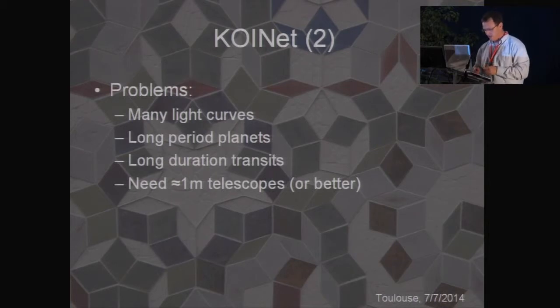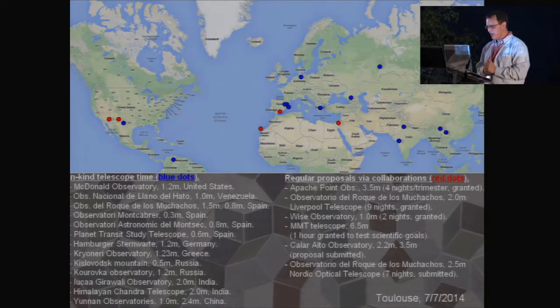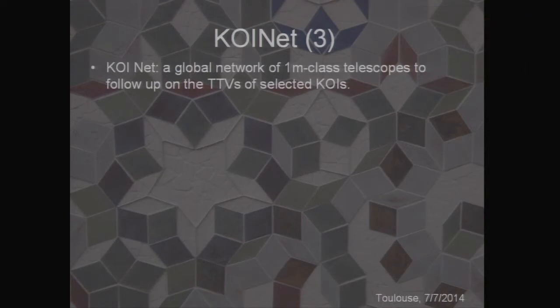What I underestimated is that Carolina von Essen has lots of friends. And currently what we have is a network of quite a few telescopes. The blue dots are telescopes that are donating time, just because they are nice. And the red dots are the telescopes for which we compete for time regularly through TACs. And indeed, our network, the KOINet, is a global network of 1 meter telescopes to follow up on the TTVs of selected KOIs.